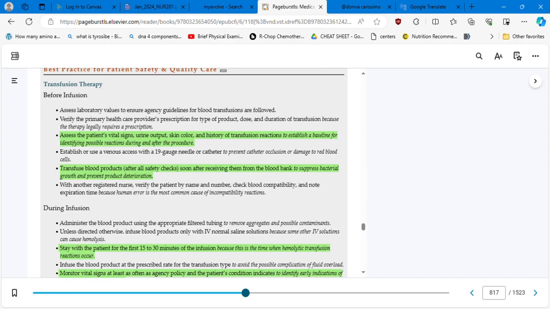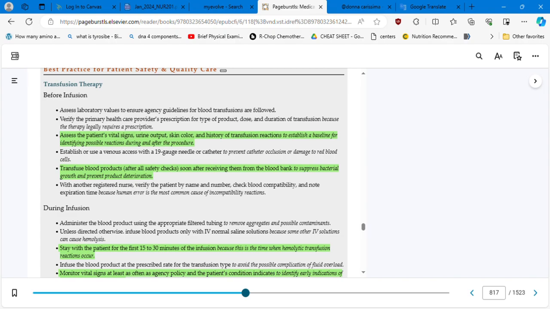Transfuse blood products after all safety checks, soon after receiving from the blood bank, to suppress bacterial growth and prevent product deterioration. I have personally seen one case in the hospital when the nurses received the blood product and left the RBCs waiting to be transfused for approximately 40 minutes. And then the patient developed an adverse reaction. So this is very important. That's why I highlight it.